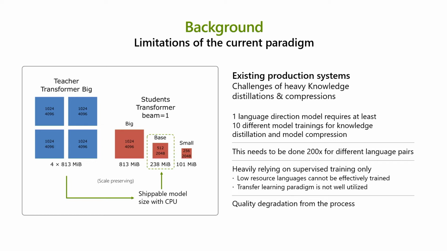10 different model training steps are required for just one language pair translation. And this needs to be done for 200 different language pairs. This independent training is also not desirable because it couldn't really utilize the power of transfer learning, and especially low resource languages will suffer from all those steps. Even with these very sophisticated steps, it's hard to avoid quality degradations perfectly.